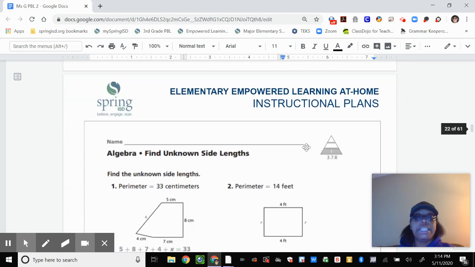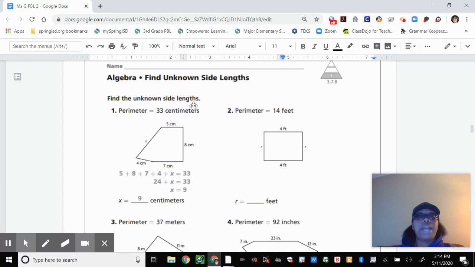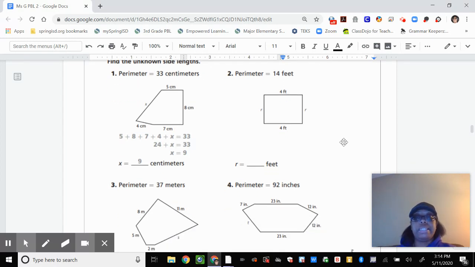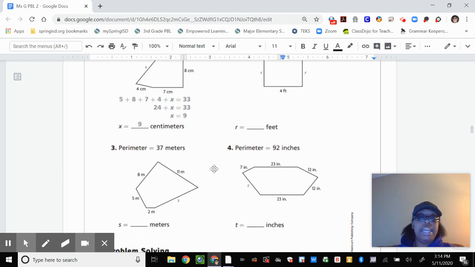The next page, again, is the same thing. Find the unknown side length. Use the anchor chart on the page previously to help you out. Again, if you have side lengths like in number 3 and you're missing one, then you need to add those together and then subtract from the perimeter in order to find your answer. Okay?